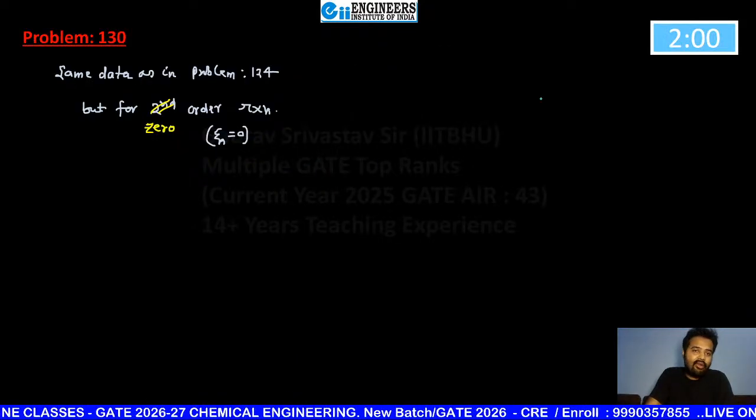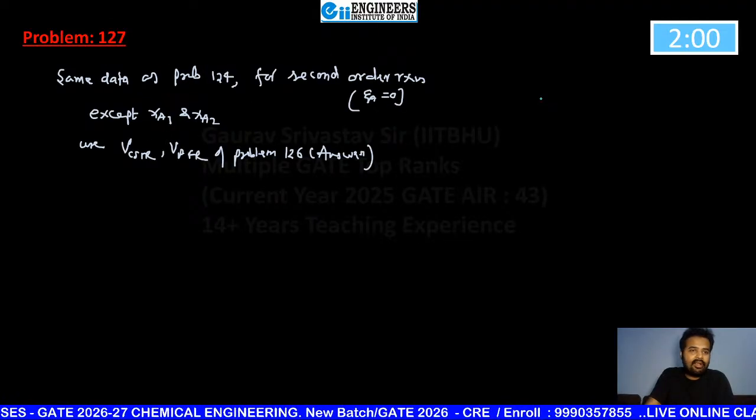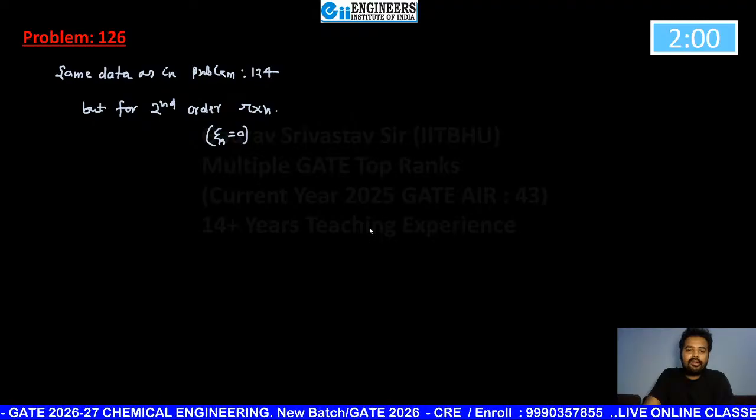Yeah beta, same thing you have to find, like you had done for first order. First you have to calculate volume, and for the second case using that volume you have to calculate XA1, XA2 both, okay. You have to do the same analysis in each of the earlier questions: first find the volume, and then in the next case use that volume for that order to find the conversion. Okay, clear beta?